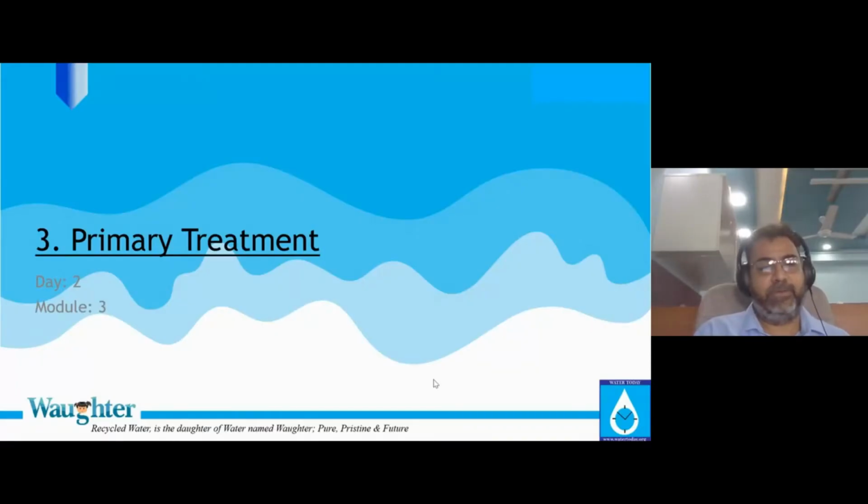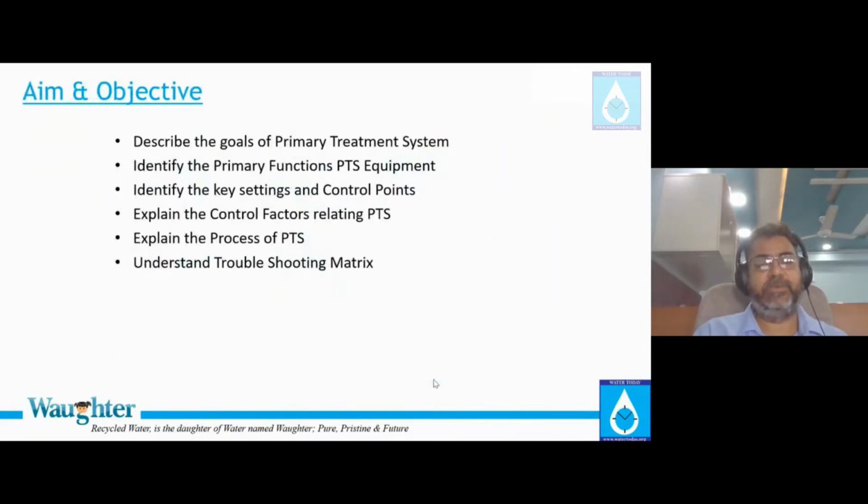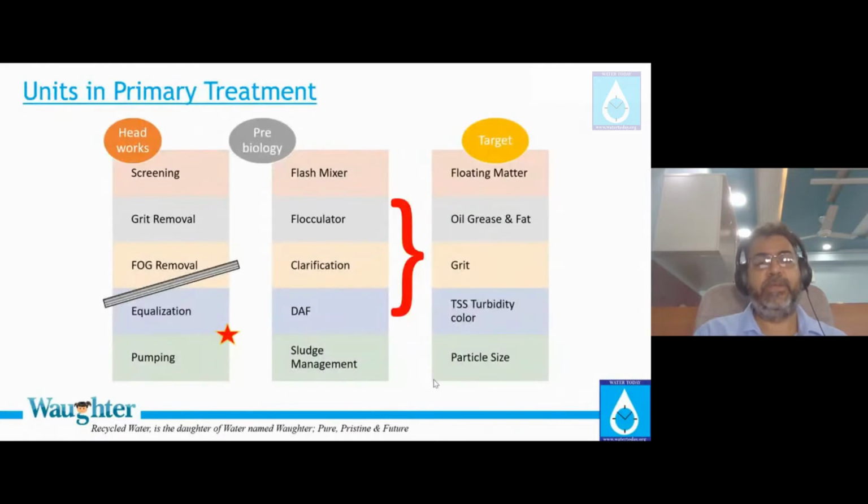Primary treatment, module 3. This is what we'll talk about today: primary treatment systems. Aims and objectives are similar to what I talked about, describing the goals, primary function, key setting points, control points, etc. Headworks we already covered, pre-biology we already covered. The target impurities today are TSS, turbidity, and color.